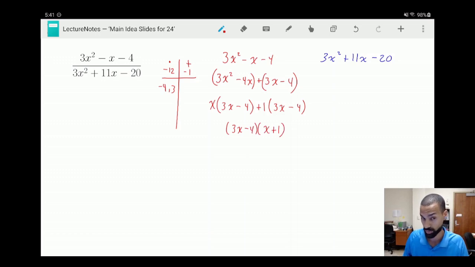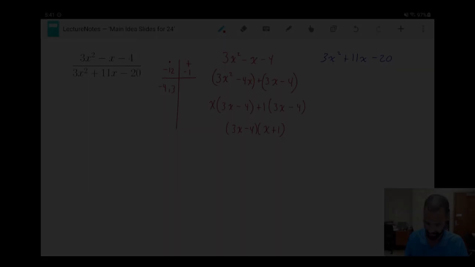I know I went through that pretty quickly. Remember, if you need more help with factoring, go back over the factoring section. Go back a little bit and review it.